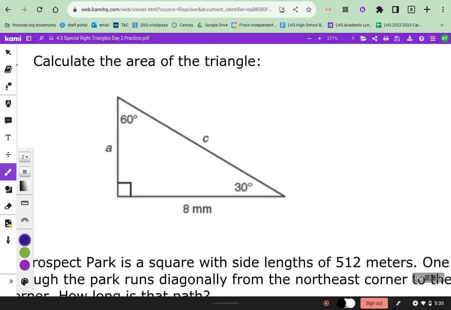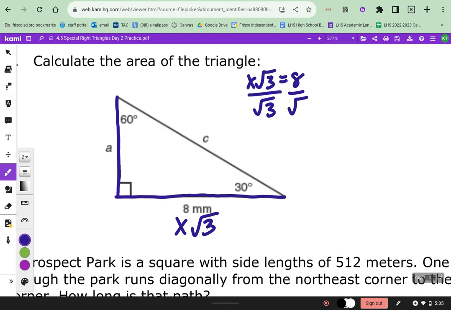Okay, so to find the area of a triangle, area is base times height. Remember that base times height are always perpendicular. So that's going to be a and 8. Since I'm looking at a 30, 60, 90 triangle, I can find a. So 60 is across from x root 3 always. So that means that x root 3 equals 8. So I can divide by root 3 on both sides to solve for x.